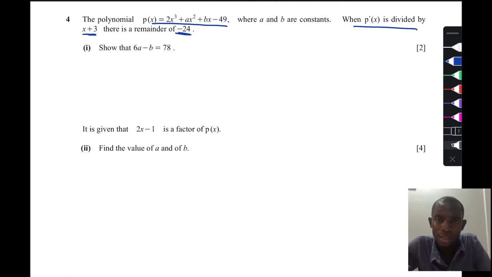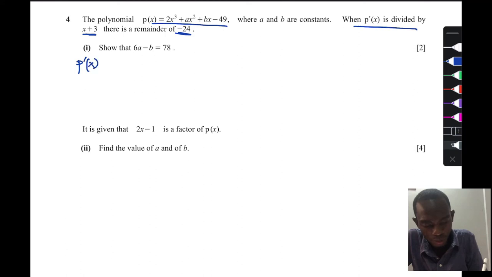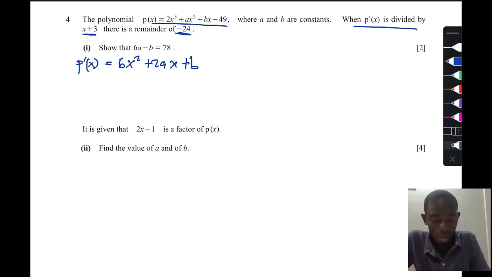Now I like questions like this because you are told to show. If you can't show that 6a minus b equals 78, then you know that you are wrong, and then you have to do something about it, right? Great. So now let's give it a try. First, let's differentiate this. So the derivative, p prime of x, will be equal to 3 times 2, that is 6x squared plus 2ax plus b, okay? So that's the derivative.